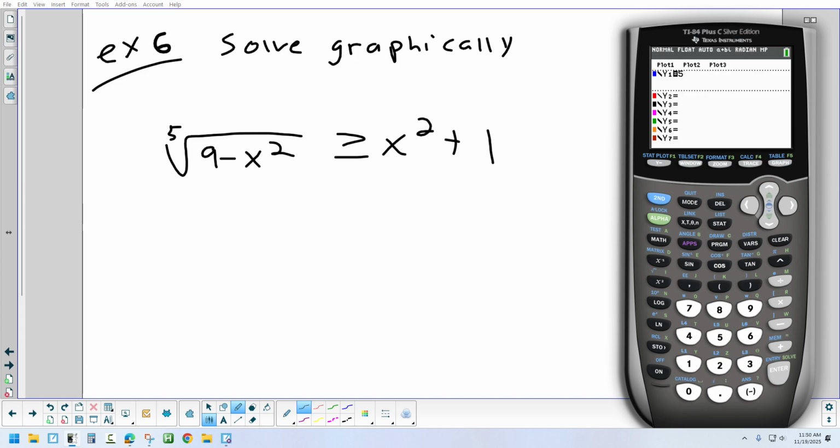So we're going to put in the 5th root of 9 minus x squared and x squared plus 1. Which option do you press when you do the math thing? Option 5.